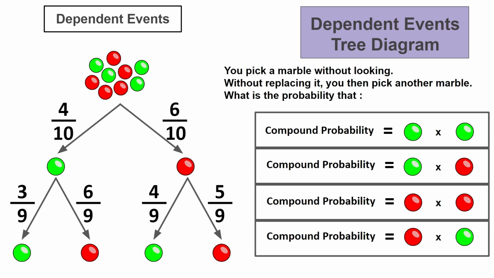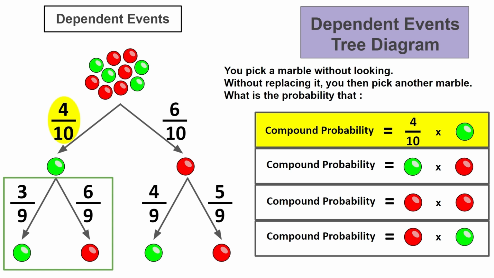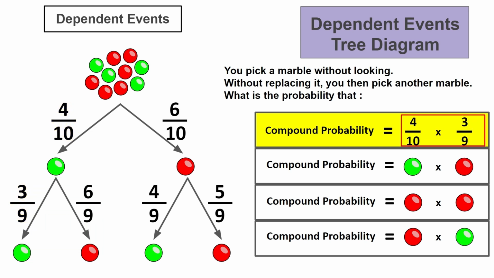Now let's use it to help answer all of our original probability questions, starting with the probability of picking a green marble and without replacing it, picking another green marble. Well, in the first event, the probability of picking a green marble is 4 out of 10. And in the second event, the probability of picking another green marble is 3 out of 9. And 4 out of 10 multiplied by 3/9 equals 12 out of 90, or 13.33%, which is the probability of picking a green marble, not replacing it, and then picking another green marble.